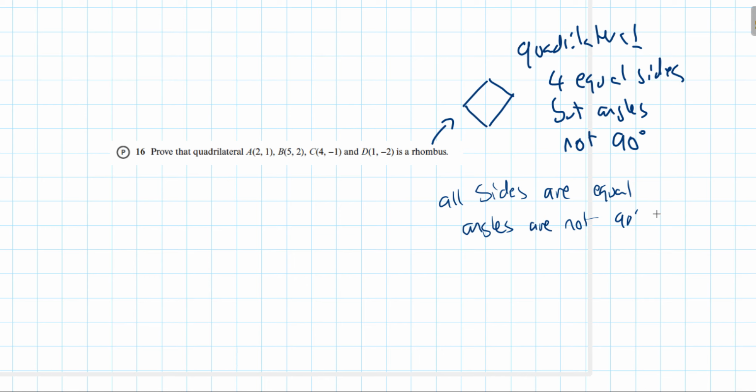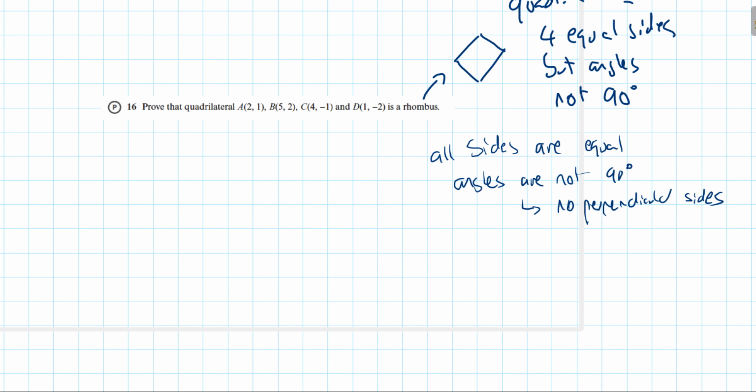So to do that, the only way that we can do that is to prove that there are no perpendicular sides. If you're really struggling with this question, you could always draw out the question. You may not want to do this in the exam because of time purposes, but in these practice questions, it might be useful to give you a good idea.